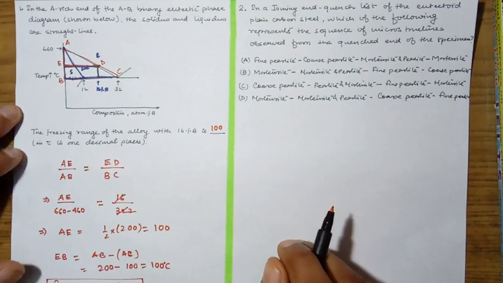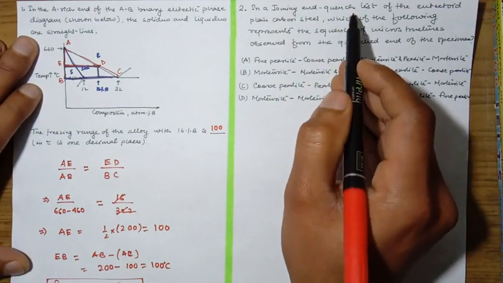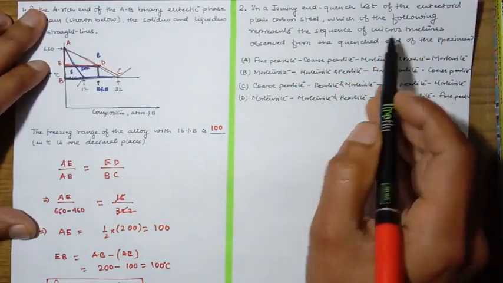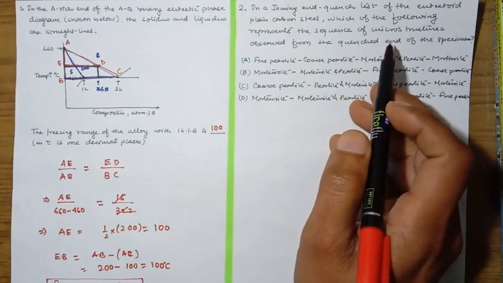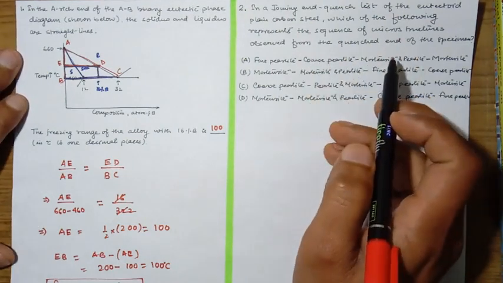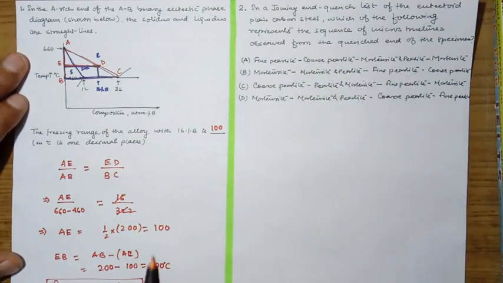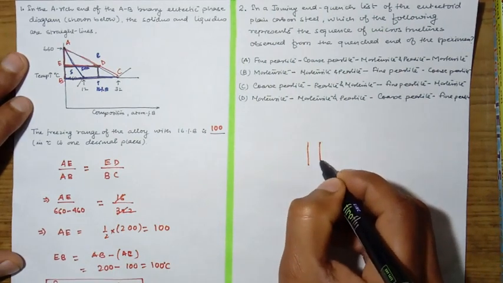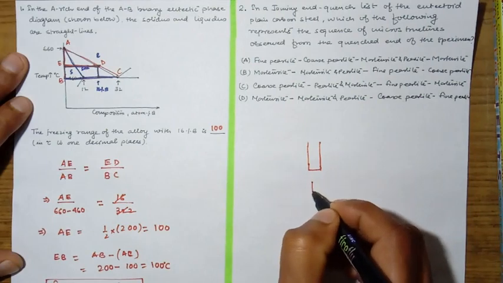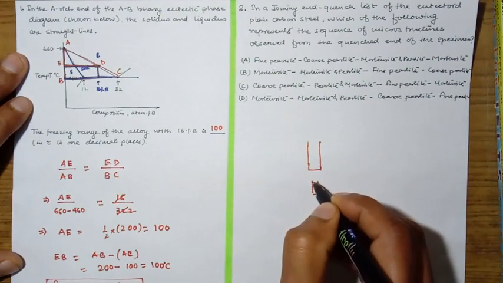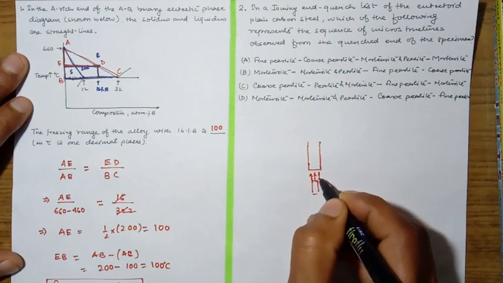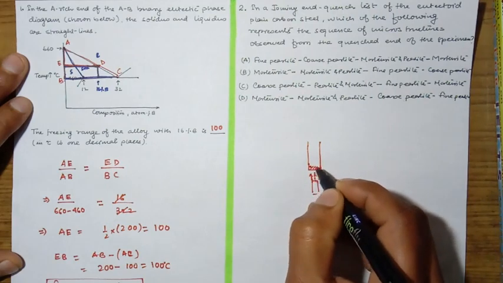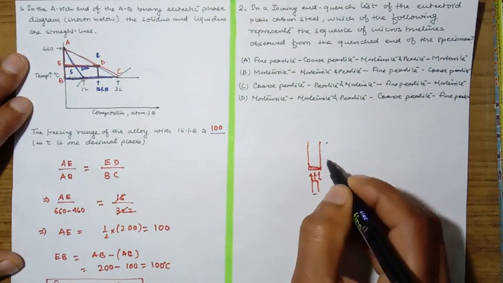Now coming to the next question, in a Jominy end quench test of the eutectoid plain carbon steel, which of the following represents the sequence of microstructures observed from the quench end of the specimen? So we'll see. What happens during the Jominy end quench test? There is a specimen and water is flown from the bottom part, and the first quenching occurs here at this part. Then after there is a temperature gradient.